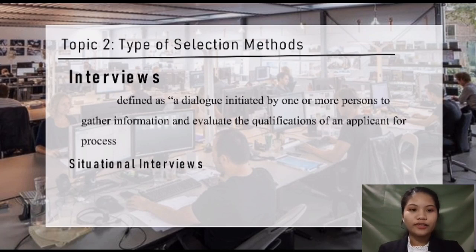More researchers say that an interview should have a lot of situational questions for you to be able to distinguish what the applicant will do in a certain situation that you will give. There are two types of situational interviews. It is experience-based and future-oriented.